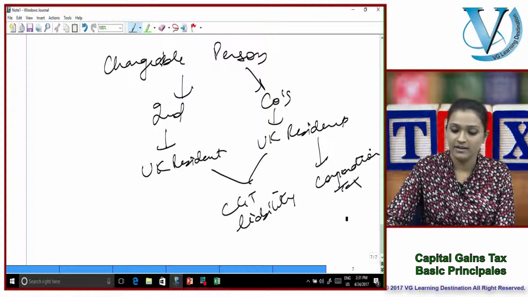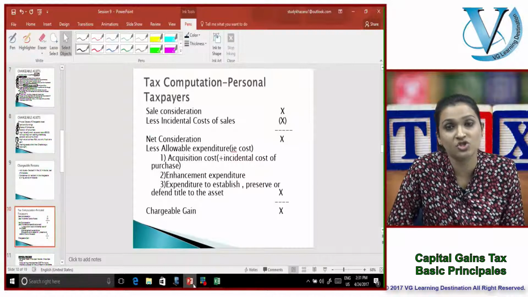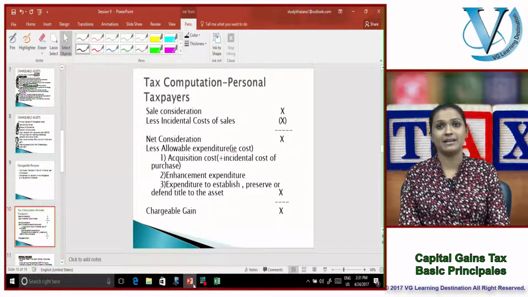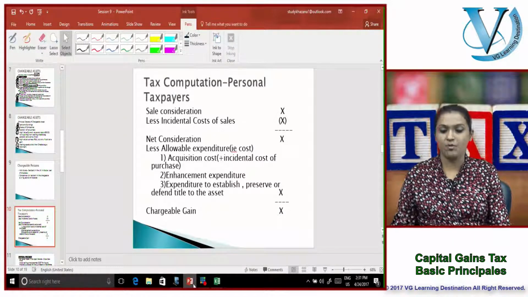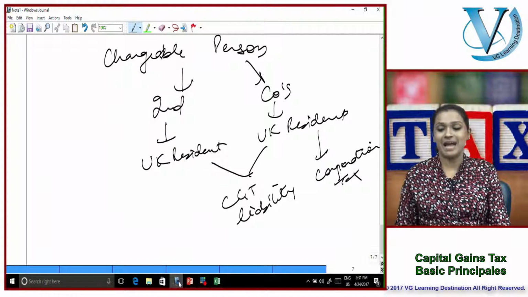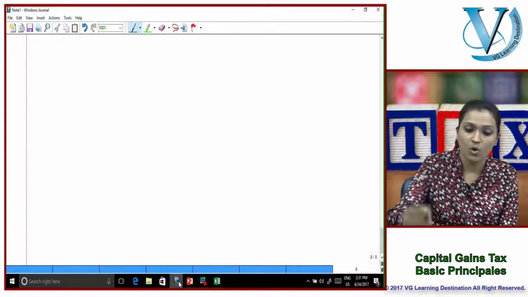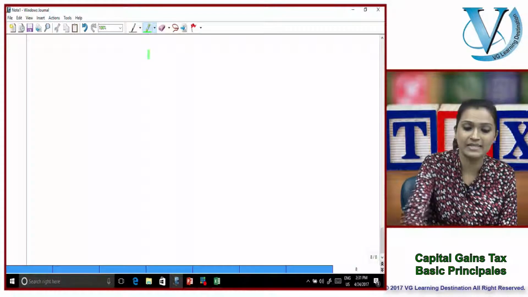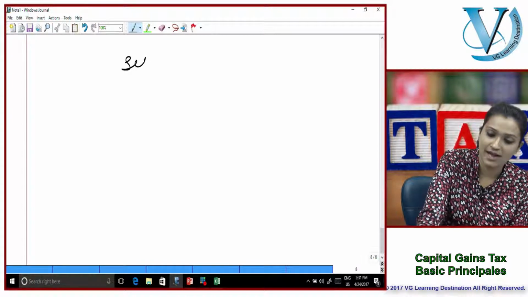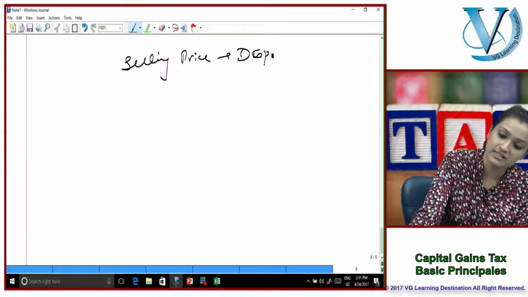Right? Let's get back to the rules. Now, how do you actually calculate your capital gains? Very, very simply, broadly, I'm sure everybody would understand this concept. How do you calculate a gain or a loss? You consider your selling price, which is your disposal proceeds.